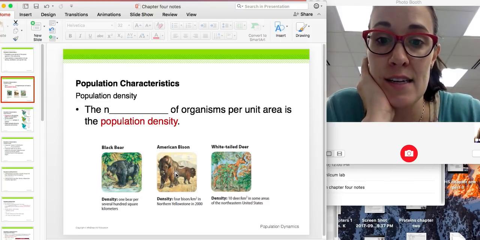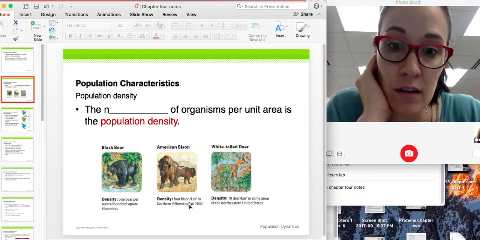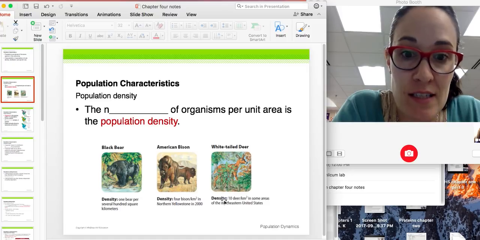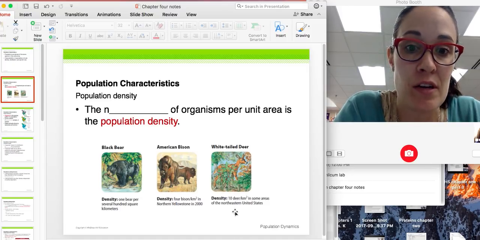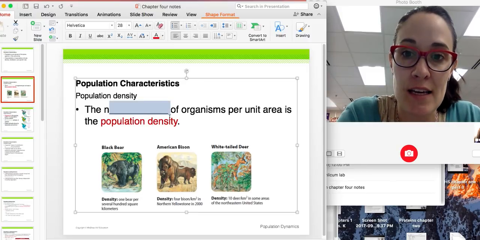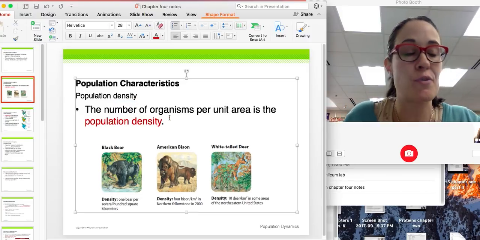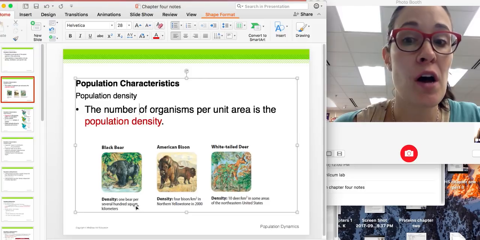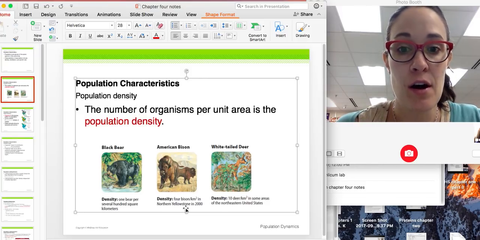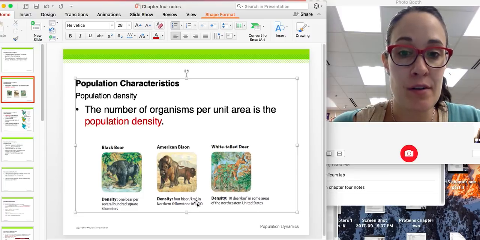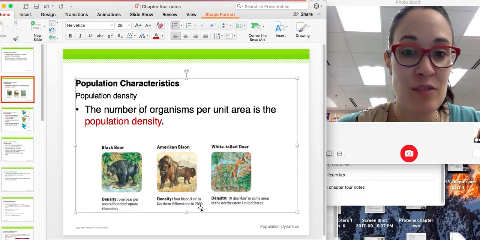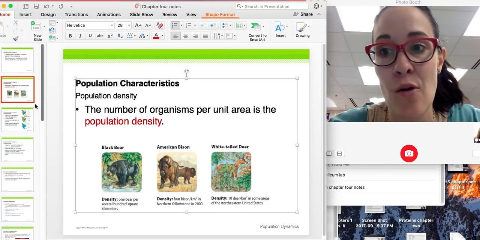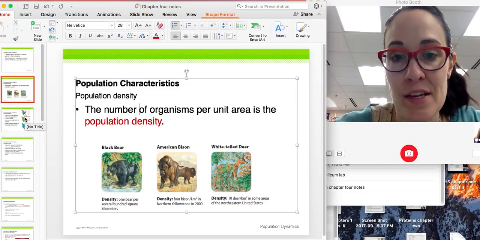The American bison's density is 4 bison per kilometer squared in Yellowstone. The white-tailed deer density is 10 deer per kilometer squared in some areas of northeastern United States. So density is just the number of organisms per unit area. So you have a space, here it is, per several hundred square kilometers, here is kilometers squared in Yellowstone, and here is in some areas of northern Minnesota. Those are the area, and population density is simply counting the number of that certain species or population in that area.